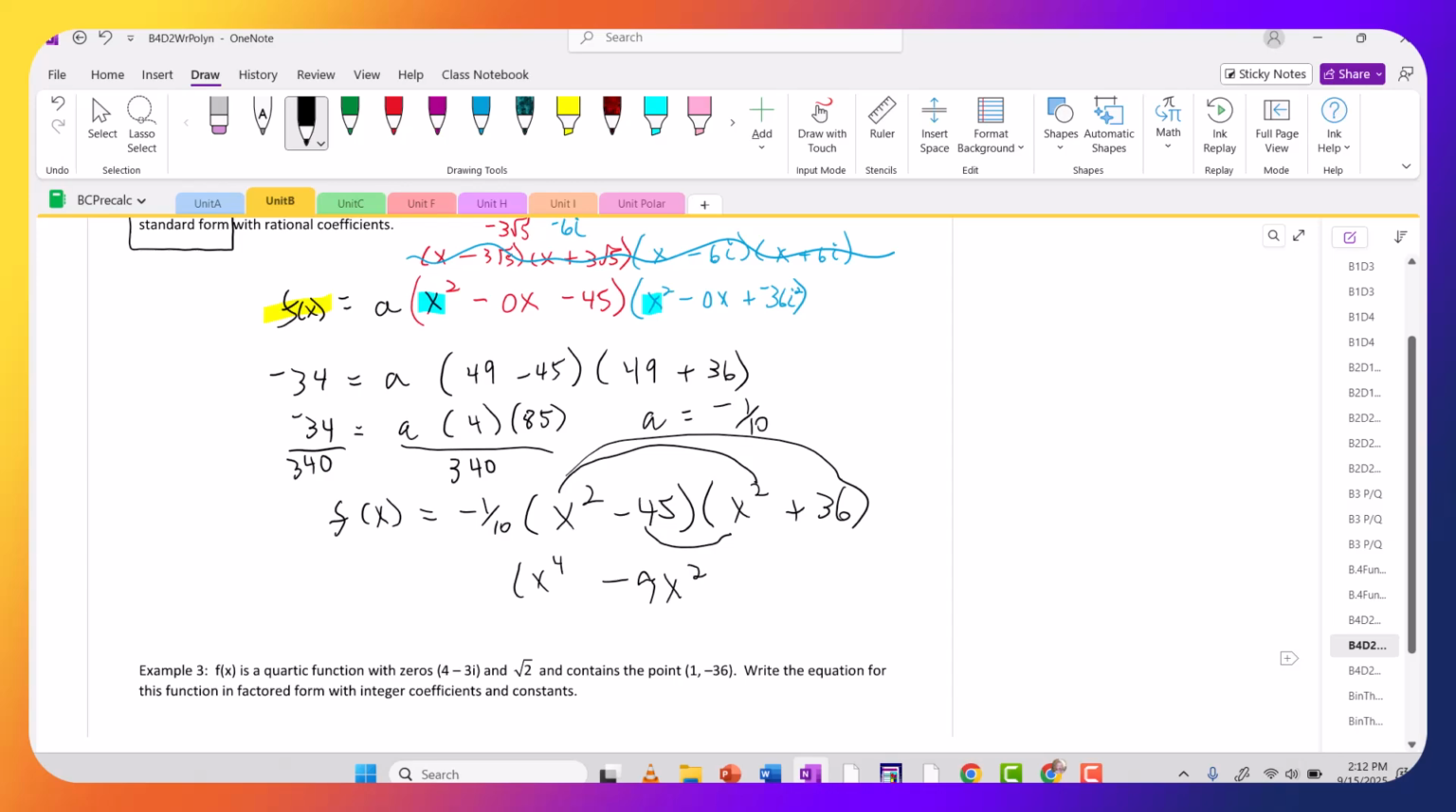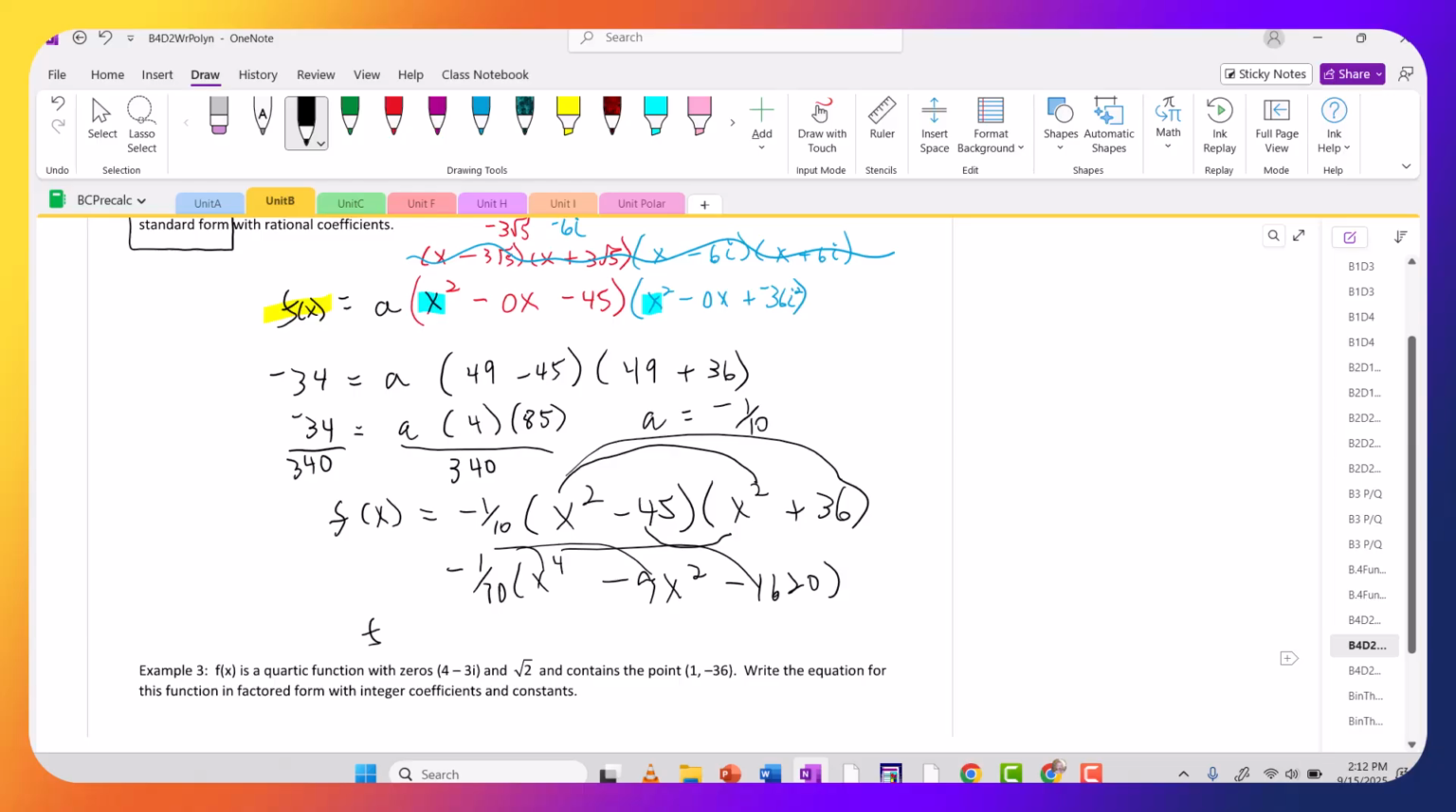Someone type 45 times 36 under calculator. I always love when I ask this and everyone just looks at each other. Negative 1620. Thank you. And then we got to take 1/10 of all of those. So we got to distribute.